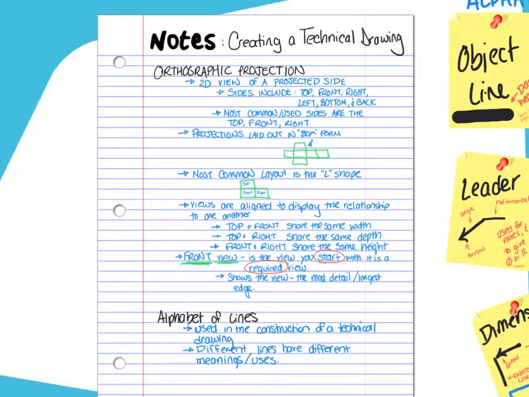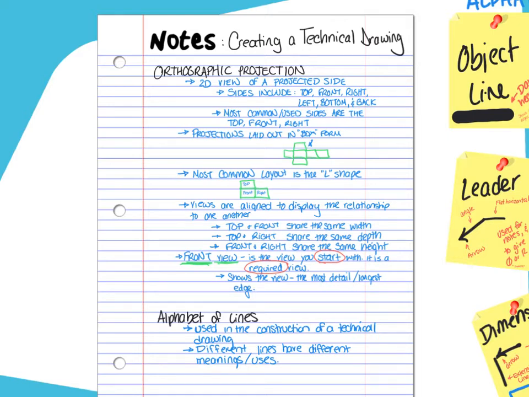The most common sides used are your top, front, and right. The projection is usually laid out in a box form, where the top is on top of the front, and to the right of the front is your right side view, which creates the most common L shape. But if the other views are needed, they will be laid out as if it was an unfolded box. The views are aligned to display the relationship to one another.